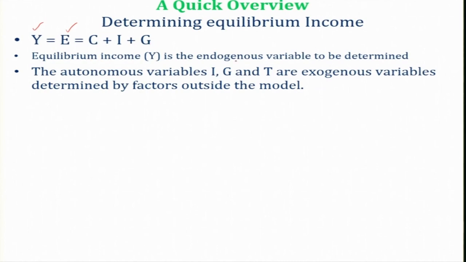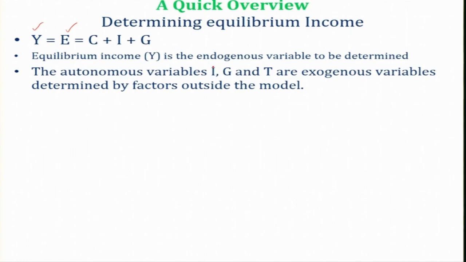So the equilibrium income is the endogenous variable to be determined. The autonomous variables, I, G and T, are exogenous variables determined by factors outside the model. Initially, in the simple Keynesian model, we consider investment as an autonomous variable, not a function of the rate of interest. But when we derive the IS model, we are going to decompose I into two components: an autonomous component and a rate of interest determined component.